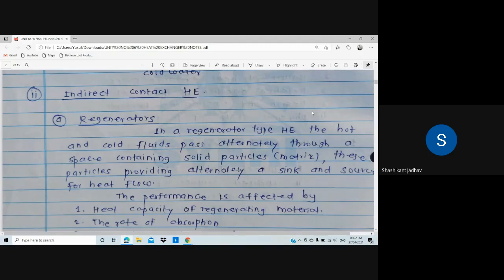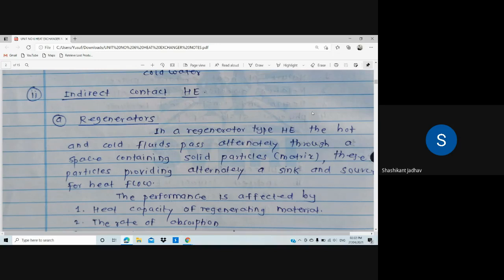In a regenerator, what do we do? We pass hot and cold fluid alternately. Because of passing alternately, first the hot fluid is passed, so the temperature of the matrix will increase. After that we have to pass the cold fluid, and because of that the hot matrix's heat will be gained by that particular cold fluid. So in that way heat transfer takes place. The temperature of the cold fluid increases, that is nothing but a regenerator.